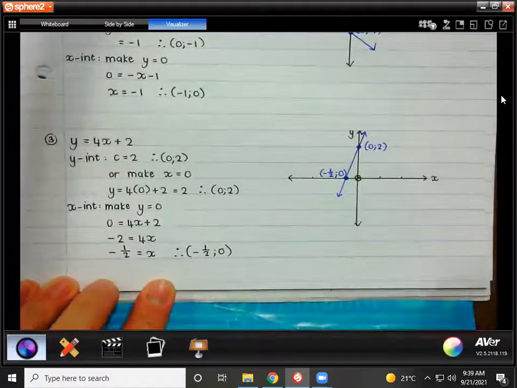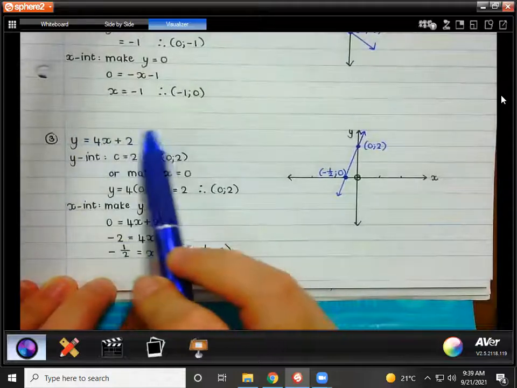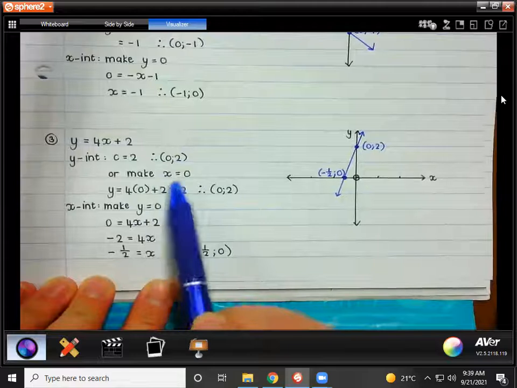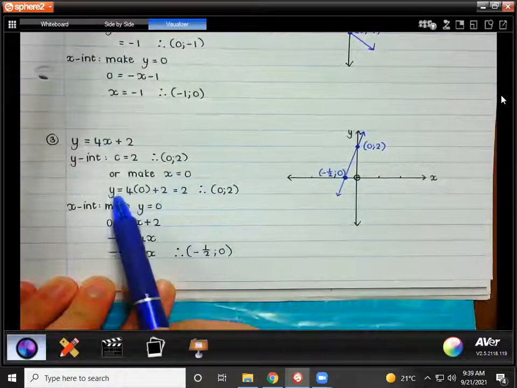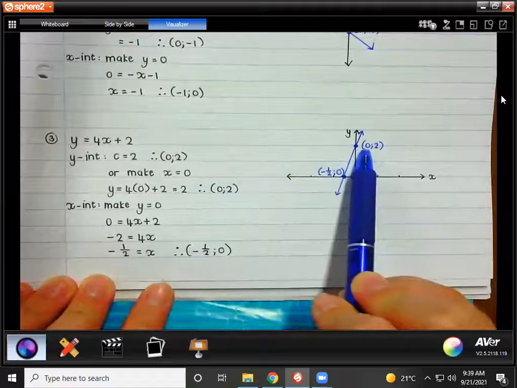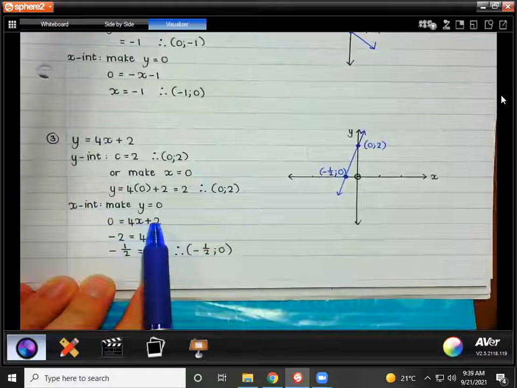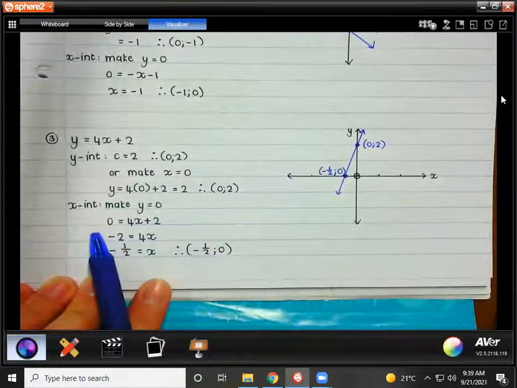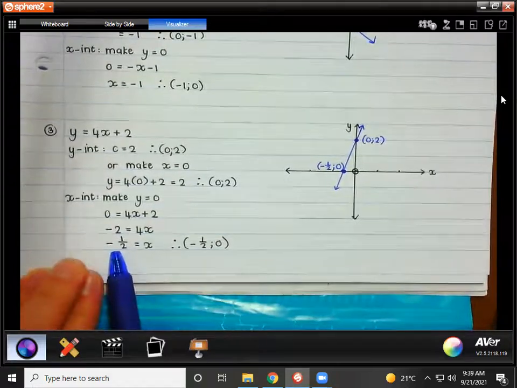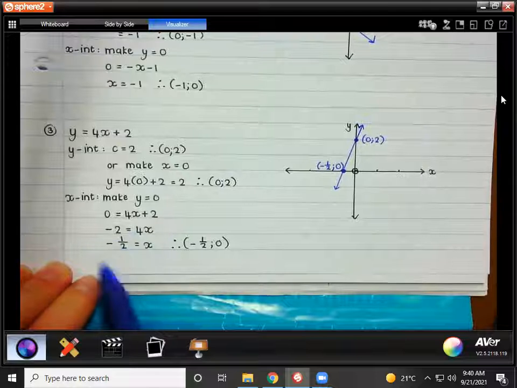Okay, there is number 3: y equals 4x plus 2. The constant term, the y-intercept, is 2. Or you can just make your x equal to 0, so you get 4 times 0 plus 2, which is 2, and you get that point. Then for the x-intercept, you make y equal to 0. I moved the 2 over, it became -2, and then you must divide by 4. If you can't do that in your head, please type it into the calculator. -2 divided by 4 is -1/2.